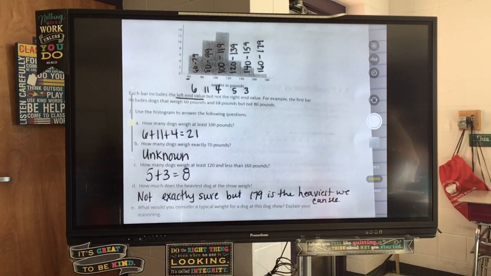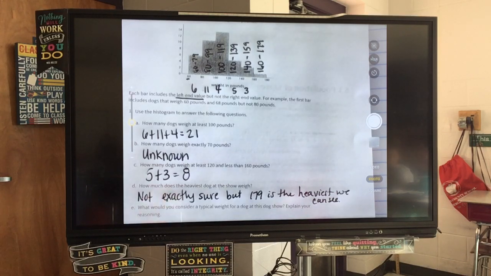Alright, hold on. Let's get some movement in our class today. So stand up if you say between 60 and 79. Stand up if you say between 80 and 99. Stand up if you say between 100 and 119. Stand up if you say between 120 and 139. Stand up if you say 140 to 159. And stand up if you say 160 to 179.